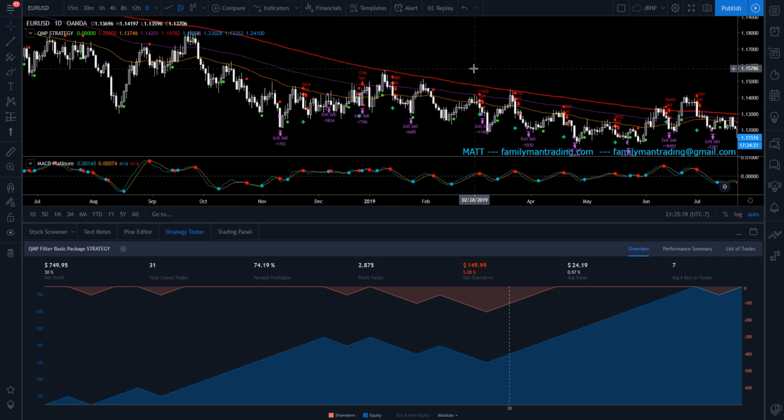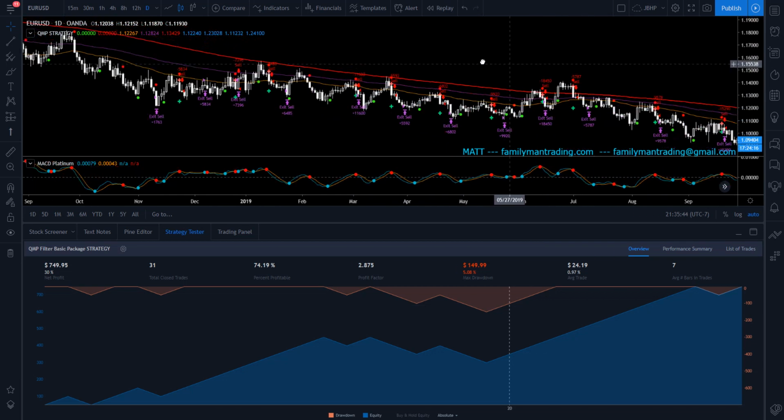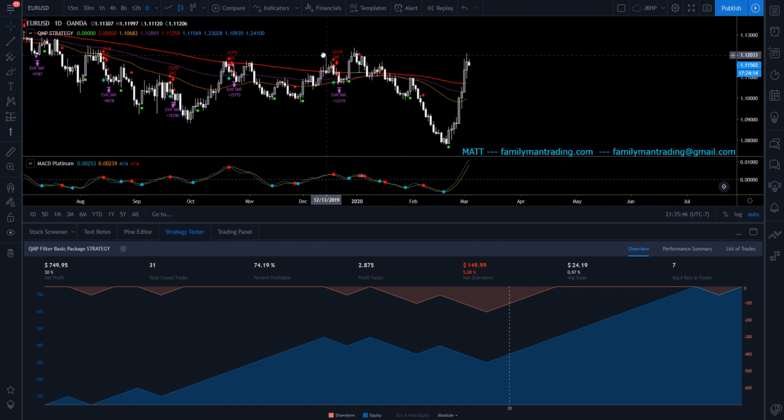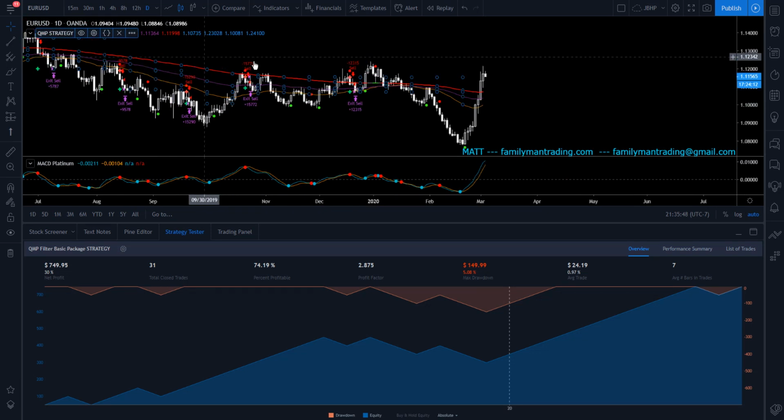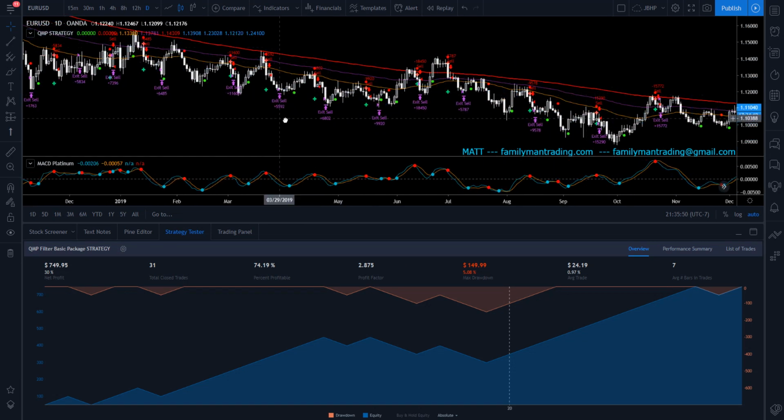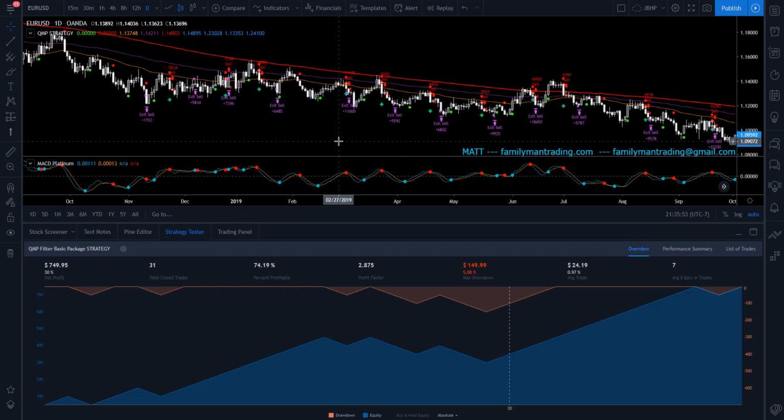I programmed that so that I could easily tell when I look at the chart whether we're in an upward or downward trend. And if it's going down, it's going to be solid red. If it starts to move up, it'll be green. Just a visual representation that I liked to see.